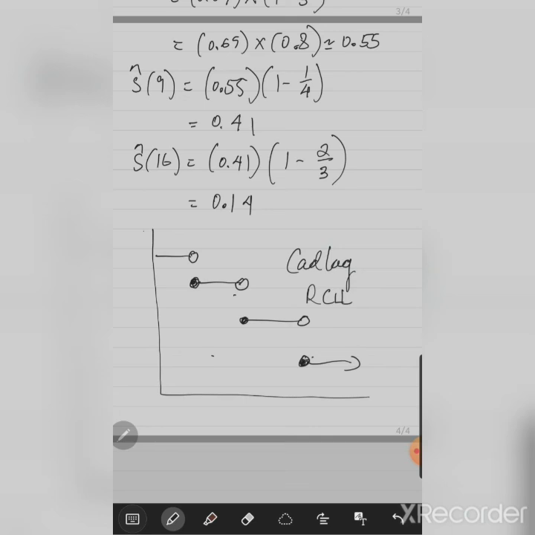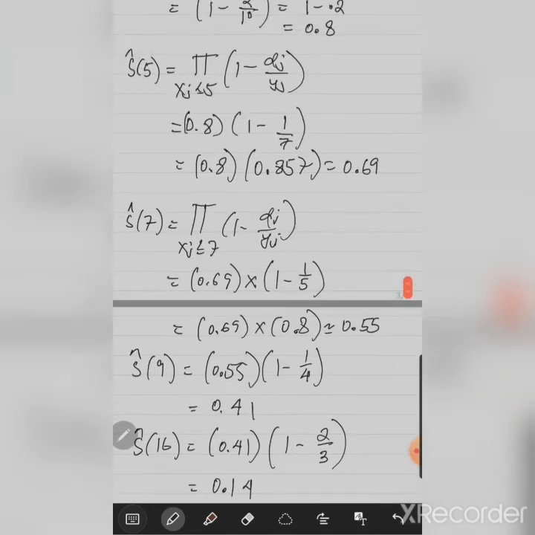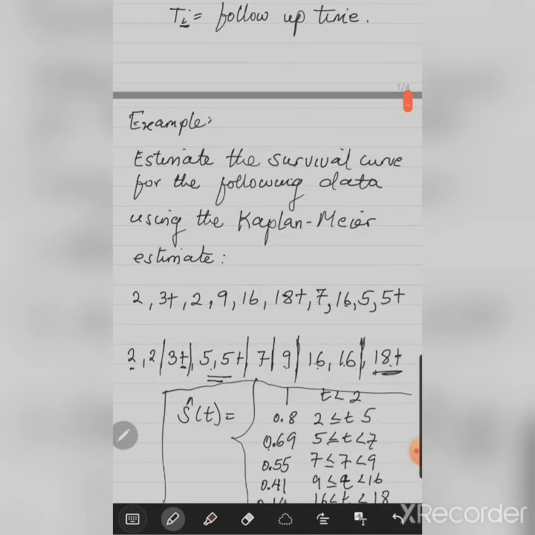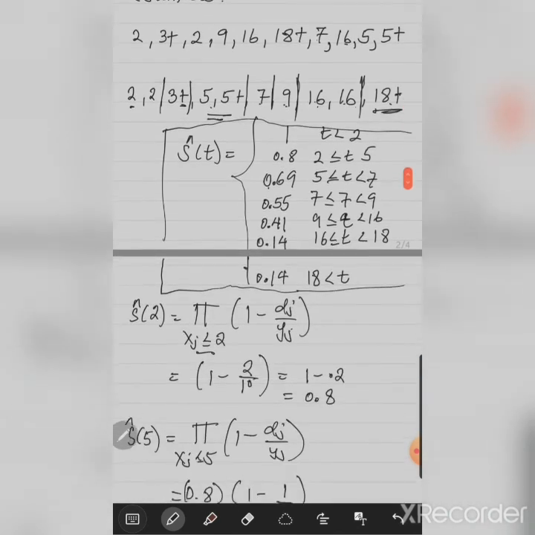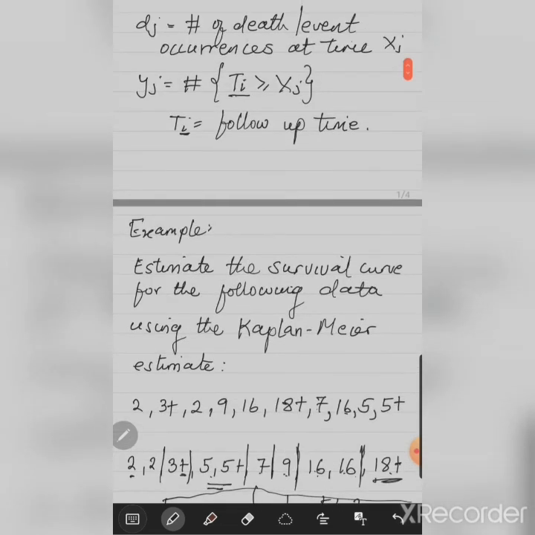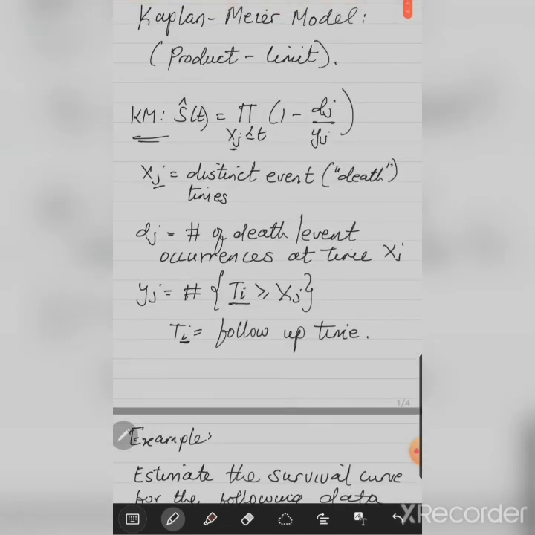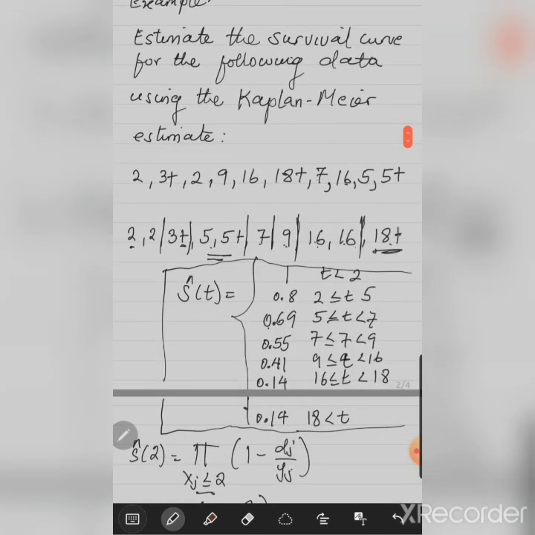So here we're done with this problem of estimating using the Kaplan-Meier estimate or estimator. So this is how we use the Kaplan-Meier model to estimate a data of 10 observations.